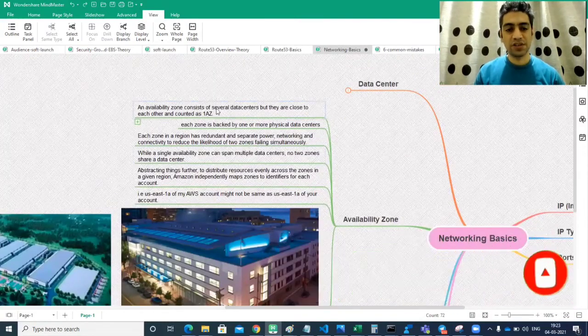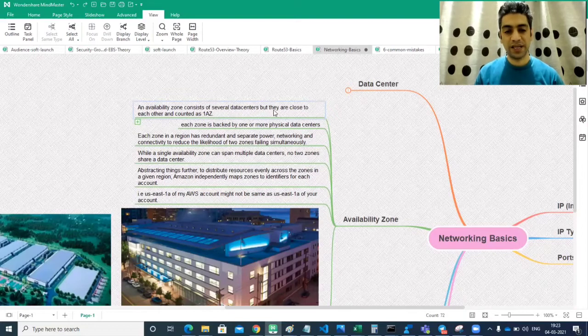An availability zone consists of several data centers, but they are close to each other and counted as one AZ. A data center, we understood, is a physical location where multiple servers are hosted, and I also showed you the structure of a data center. Now when two or three, or more than two, data centers combine together, they make one availability zone. Each zone is backed up by one or more physical data centers.